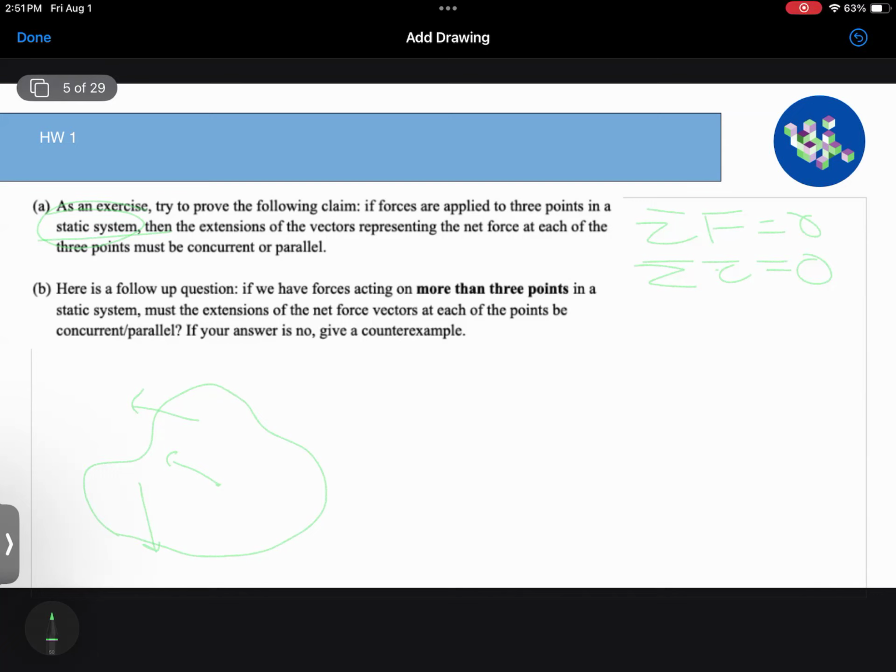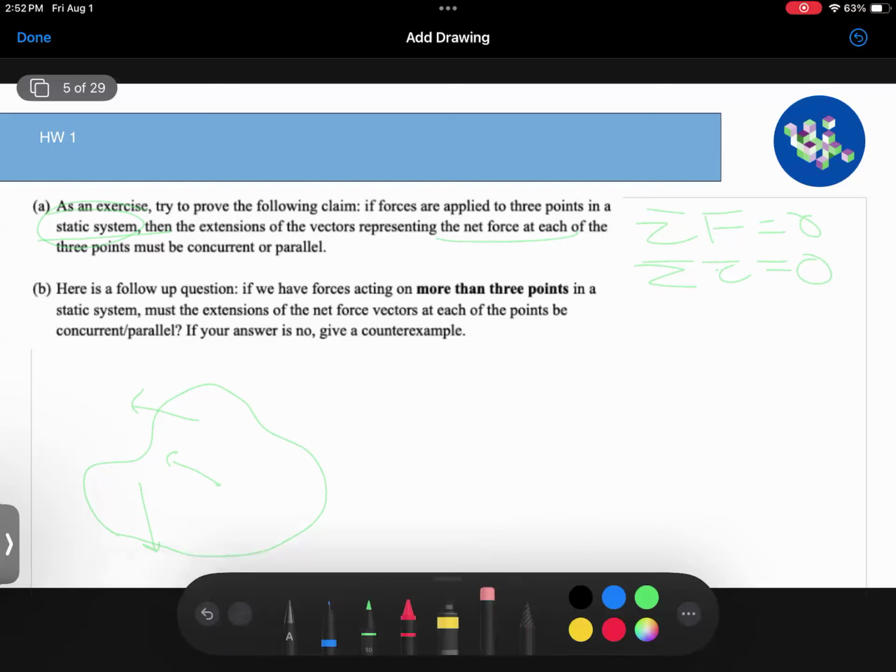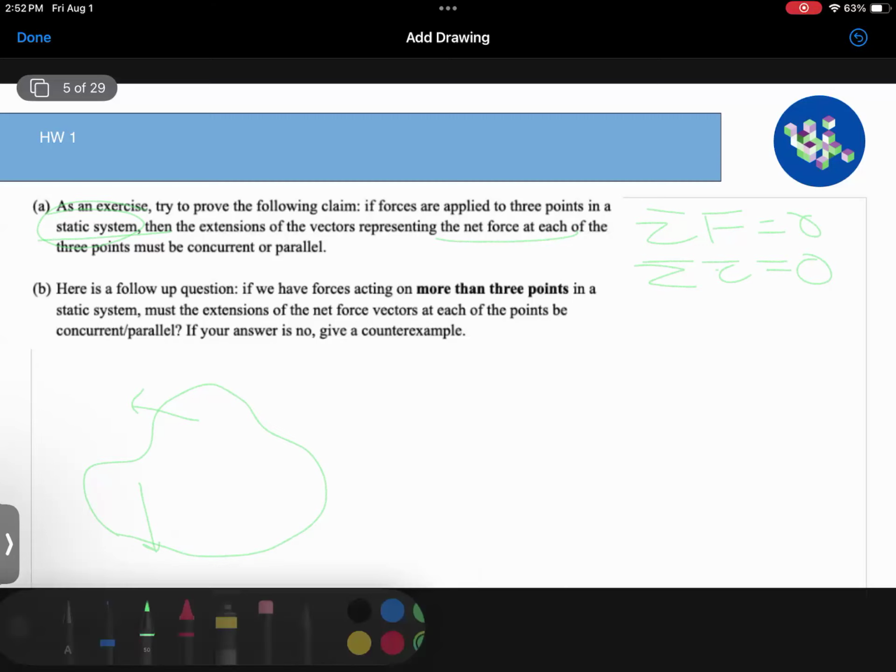I want to emphasize that we're looking at the vectors that represent the net force at each of the points. So what does that mean? Some of you asked me, what if you have forces applied to 3 points in the system, but maybe you have five forces in total, not three forces. Well, that's no problem. For example, instead of having one force over there, I'll have two forces. One points in this direction and one points in that direction.